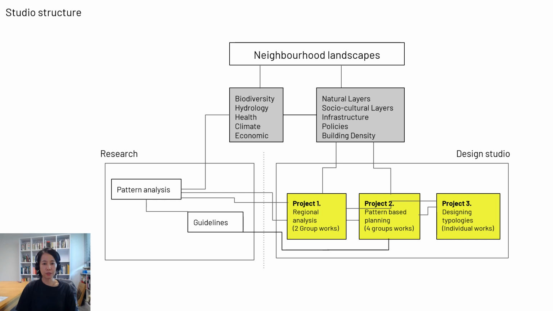Project 1 focuses on the second data component, determining the development density and identifying the areas to be conserved or retrofitted, divided into two large groups. Project 2 is based on the pattern analysis from the research and is divided into four groups. The final component involves designing typologies as individual work. While the projects are independent, they are interconnected and an iterative process is encouraged.